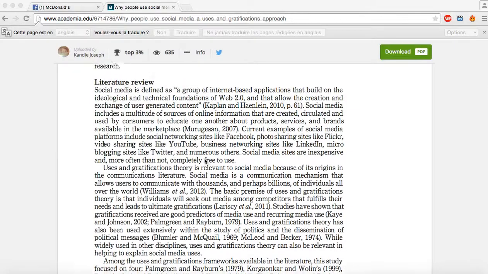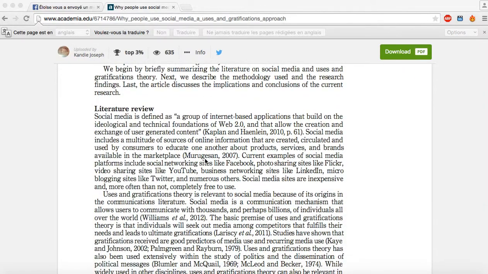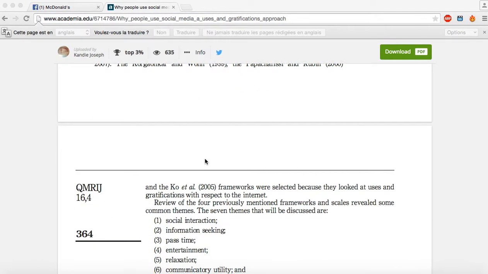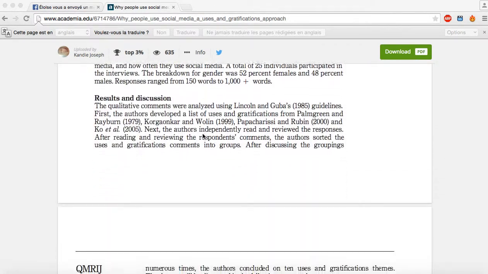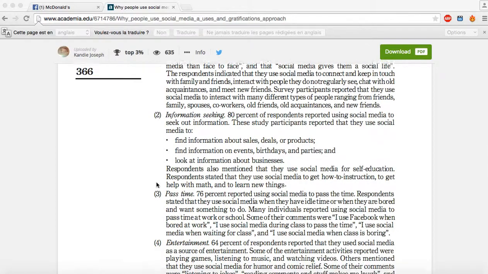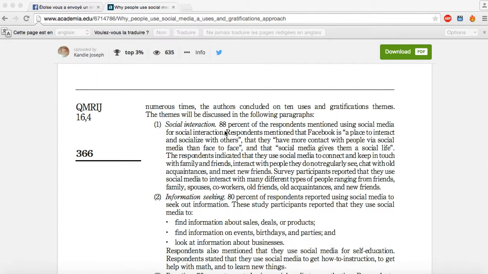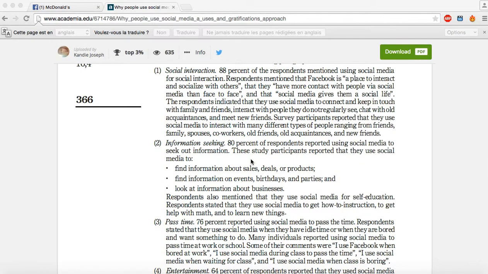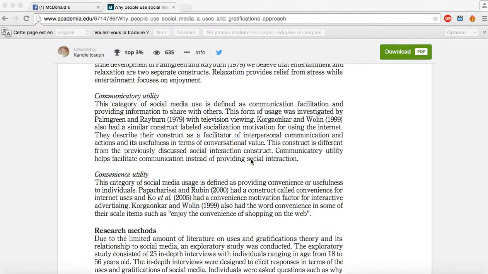So in this article, the authors first introduced the uses and gratification theory and the themes they found. They explain it, and then they analyze the results and make a discussion. They analyze the answers of people. They give percentage numbers of how many people say this or not. And then they conclude and give their references.